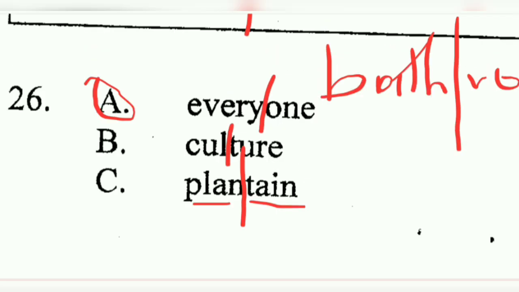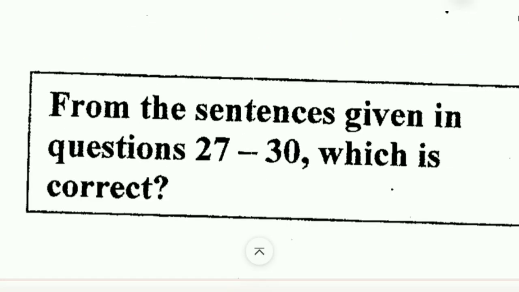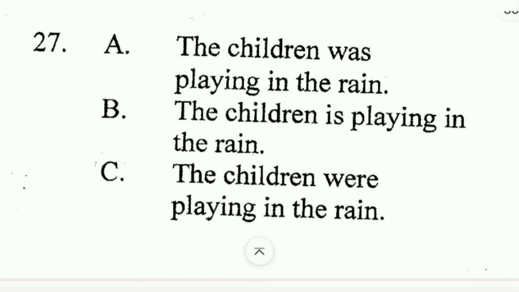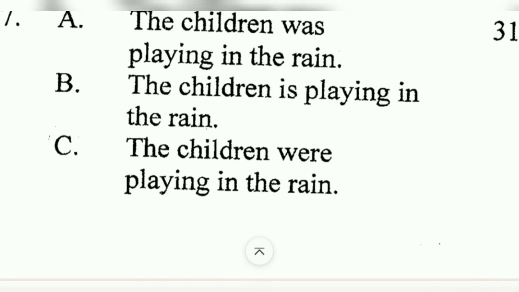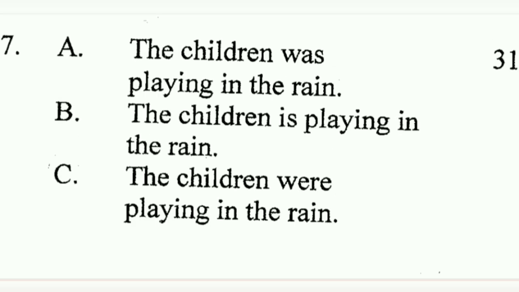Moving on to number 27, and the instruction says, from the sentences given in the questions 27 to 30, which is correct? So you're looking for the correct sentence now. A says the children was playing. Number 1, we know that's wrong, because you can't say the children was. Children is a plural, so we're looking for a plural verb. So you'd have to say the children were. Singular subject takes singular verb.